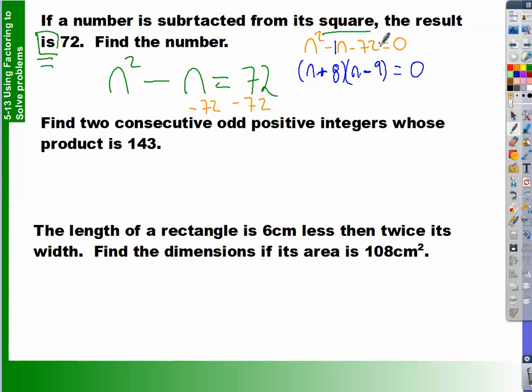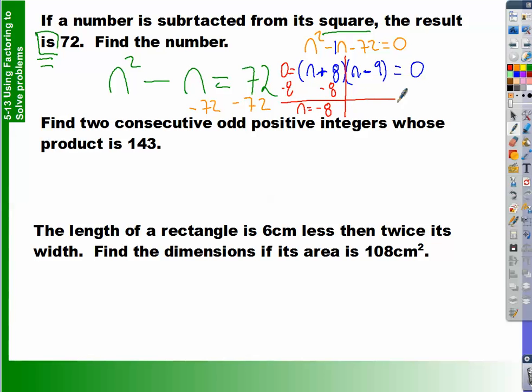So we need to solve now. So how am I going to solve this, Sarah? Well, you draw a line down the middle and then figure out what n would have to equal for each side to equal 0. Okay, so how am I going to get the n by itself here? Subtract 8 from both sides? Okay. So I get n is equal to negative 8.